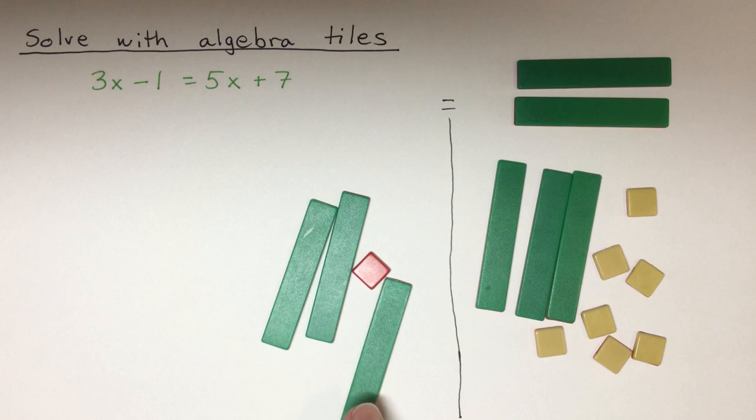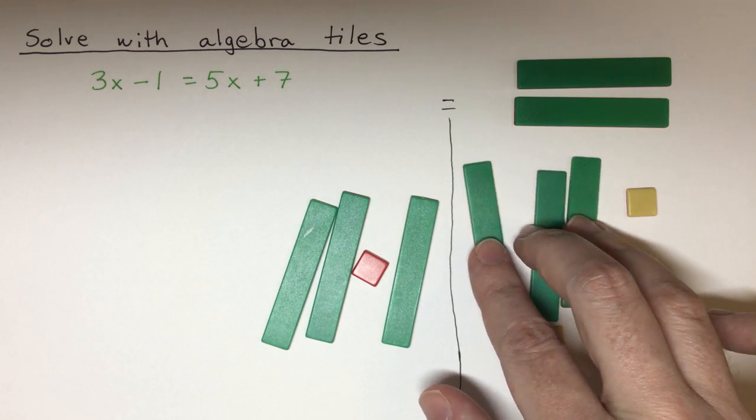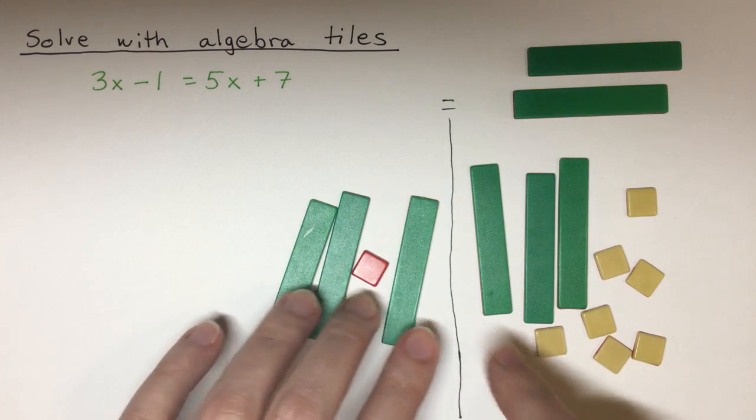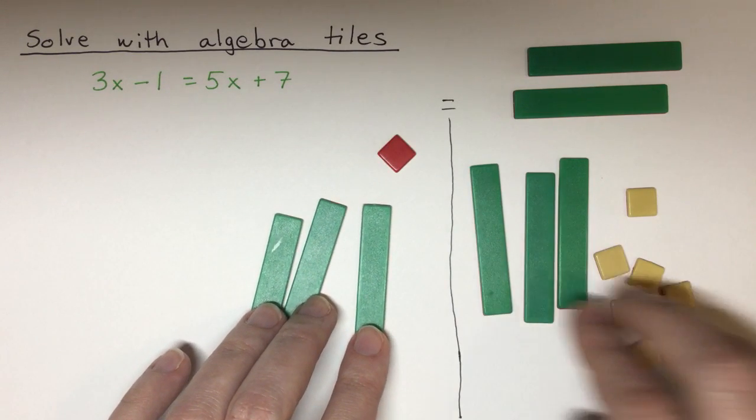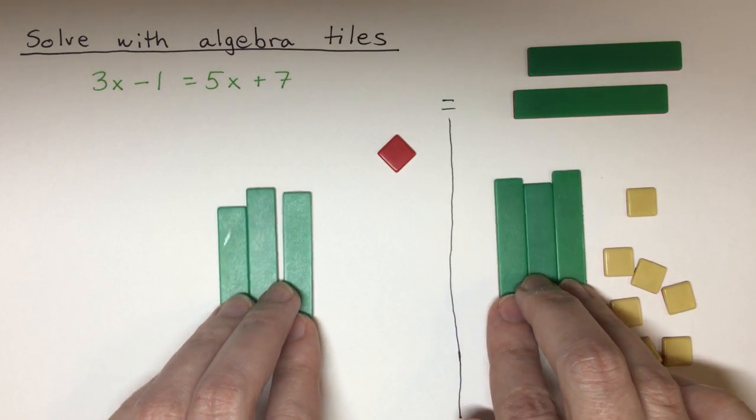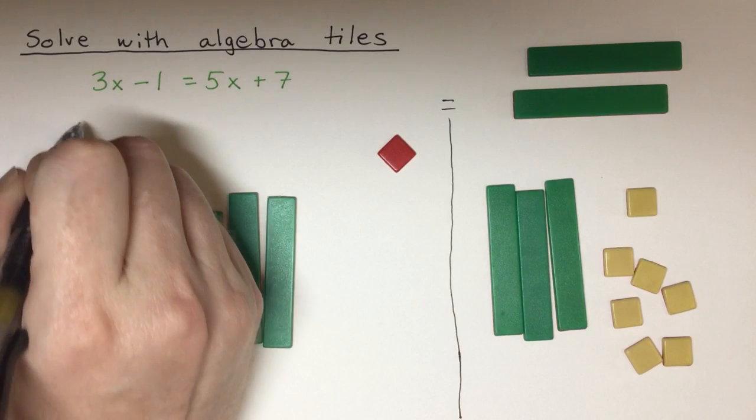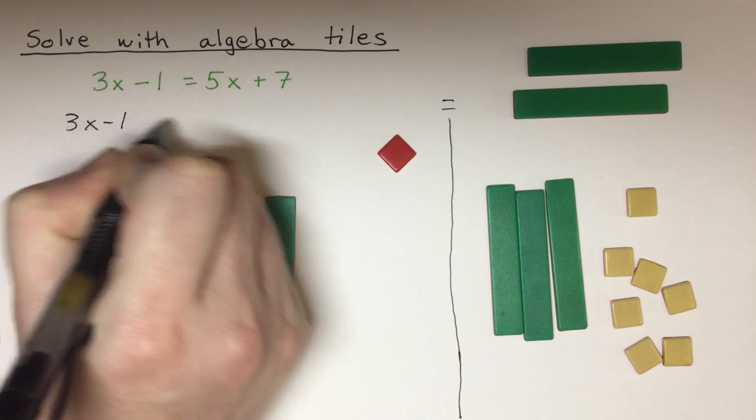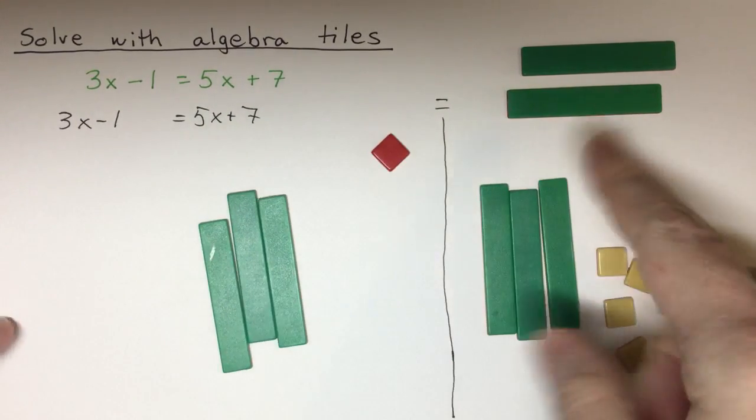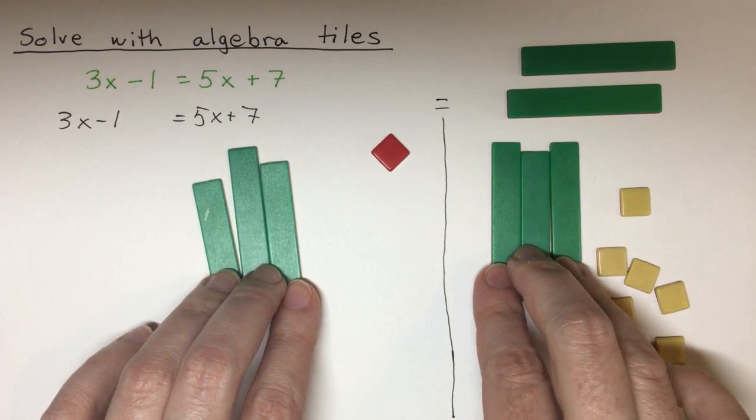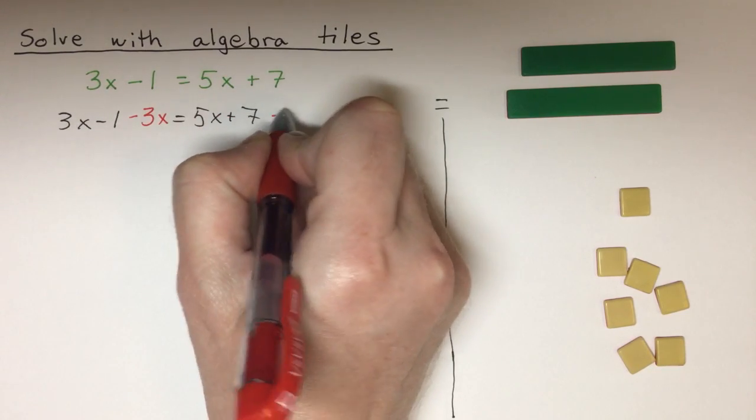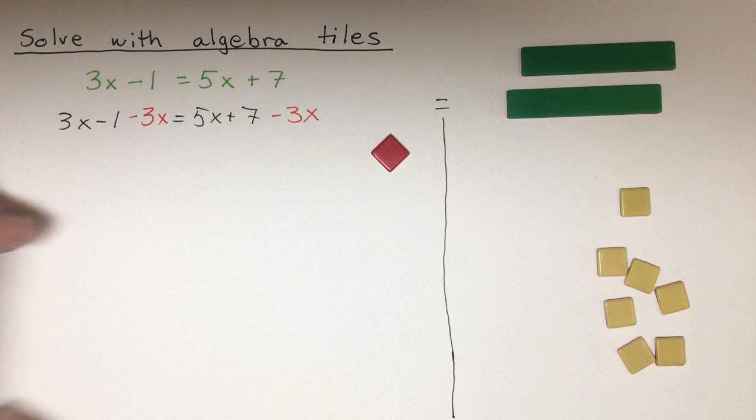So the first thing I'm going to do is I'm going to try to get all my variables on one side. So what I can do there is I can simply take 3 of these away on both sides. That keeps things even. So what I'm going to write is 3x minus 1 is 5x plus 7, because I'm documenting what my situation is, and I'm going to take away 3x from both sides.